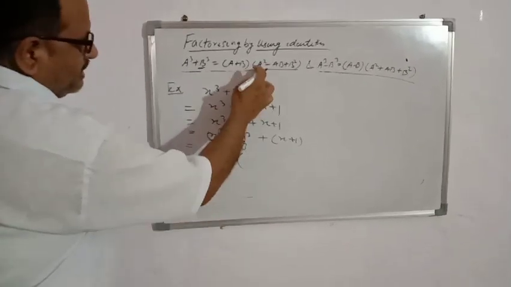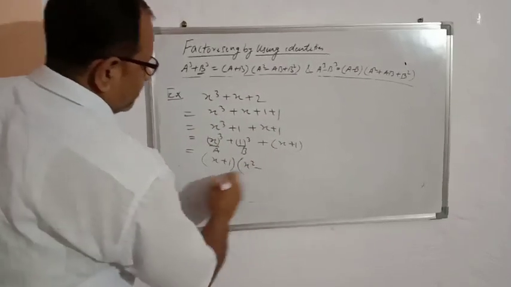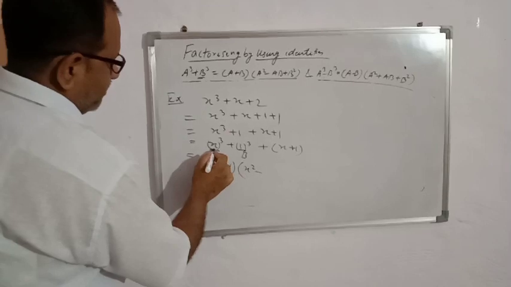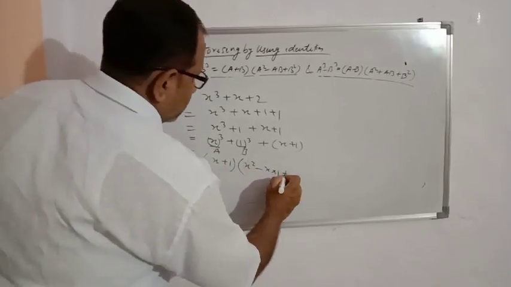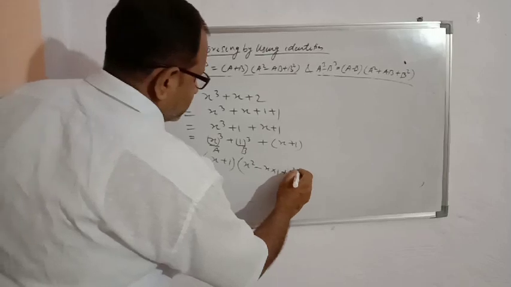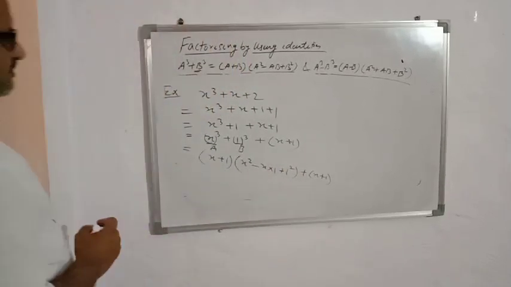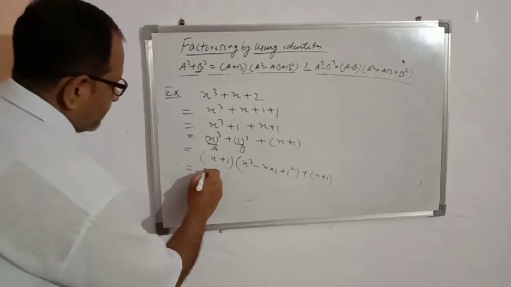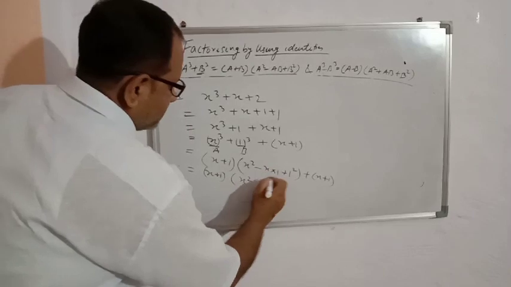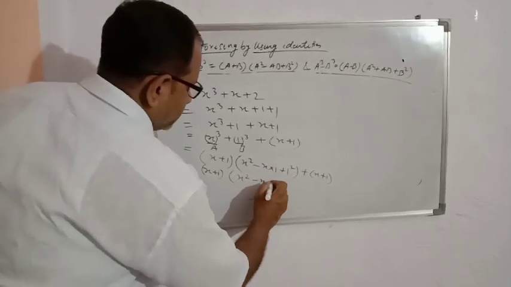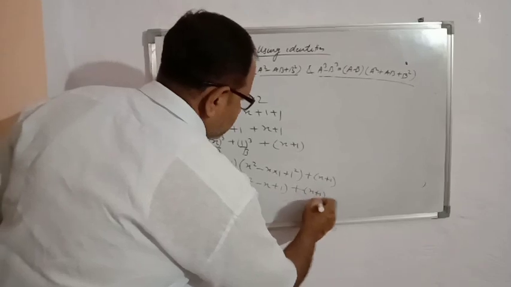In the next bracket, a square minus ab plus b square. a square means x square, minus ab, where a is x and b is 1, so x into 1, plus b square, which is 1 square, plus x plus 1. Simplify it: x plus 1 into x square minus x into 1, minus x, 1 square is 1, plus x plus 1.